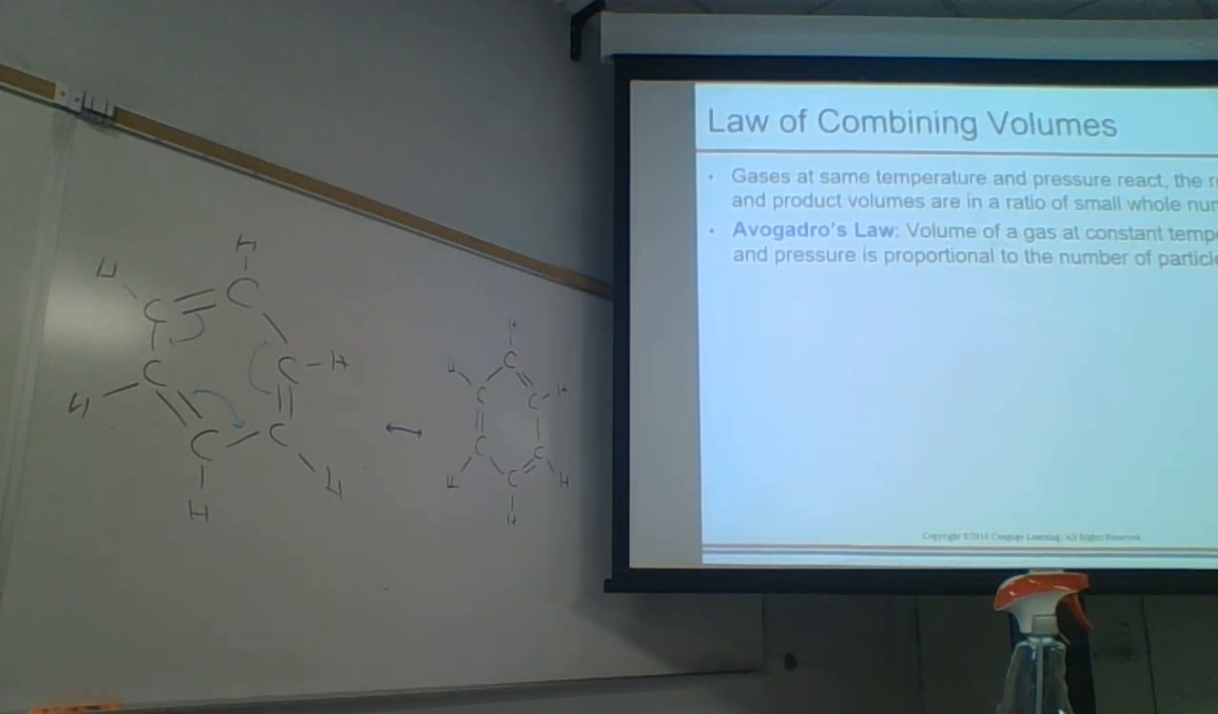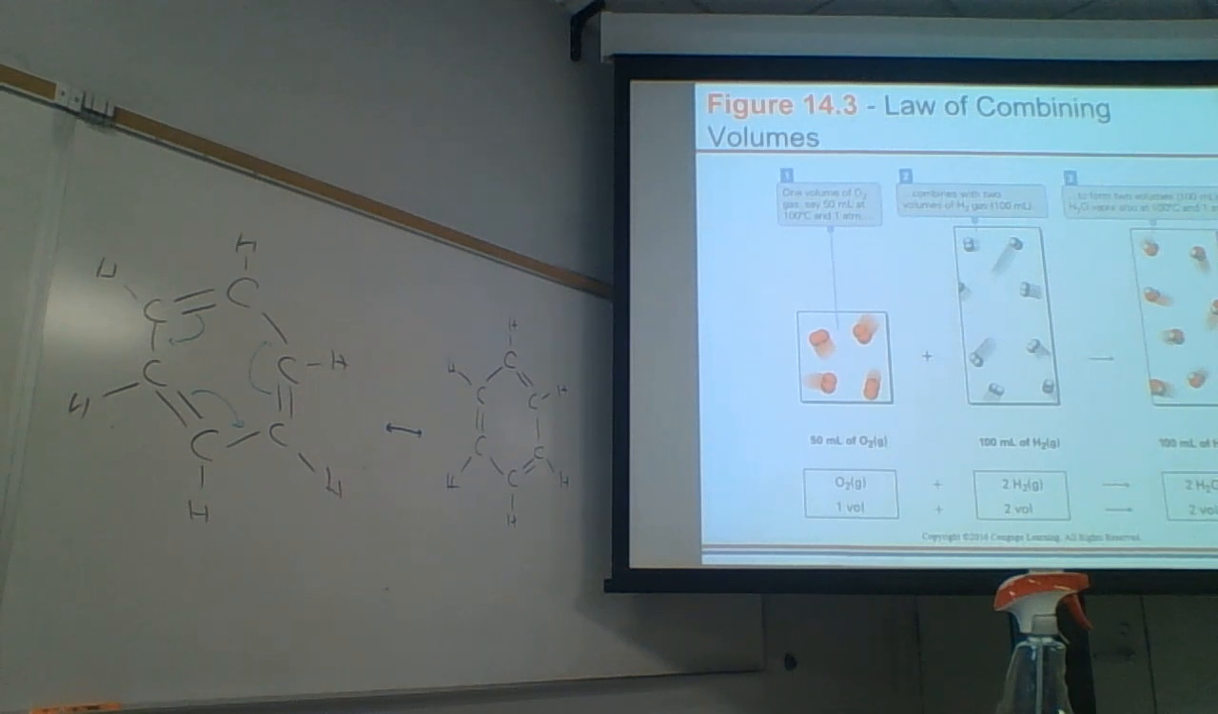Avogadro's law says volume is proportional to the number of particles. If you have twice as many particles, you'll have twice the volume. Three times as many particles, three times the volume. But we don't count particles, we count moles of particles because there are just too many particles. So if you double the moles, you'll double the volume. Triple the moles, you'll triple the volume. So the volume is directly proportional to the number of moles, i.e. the number of particles. This is Avogadro's law.